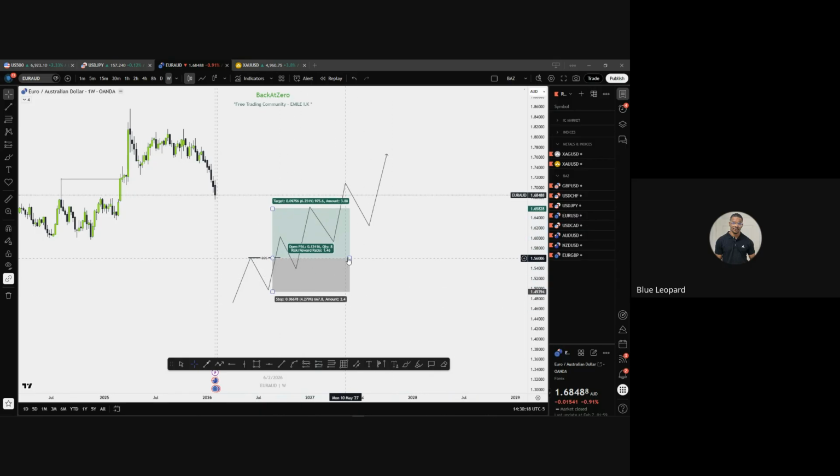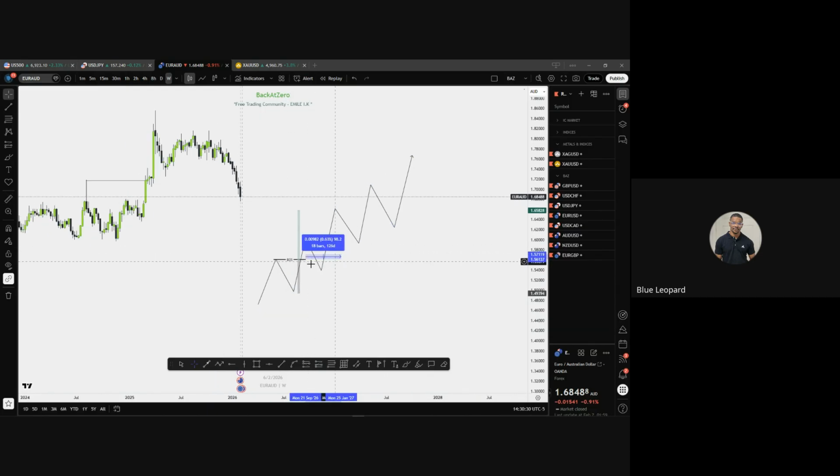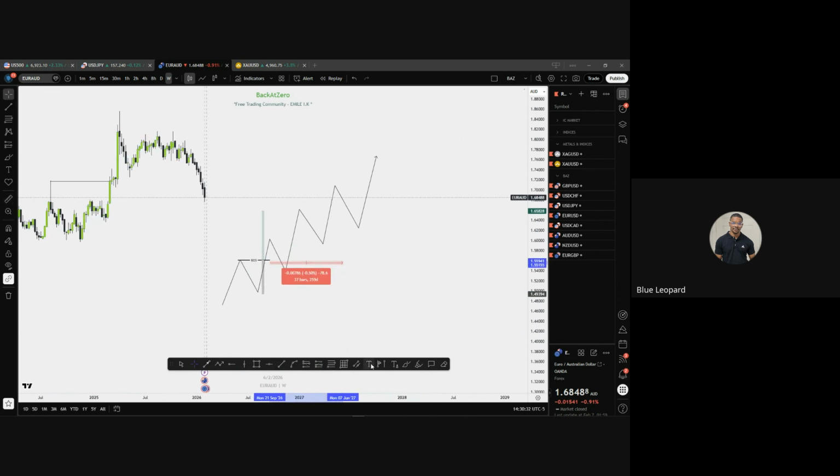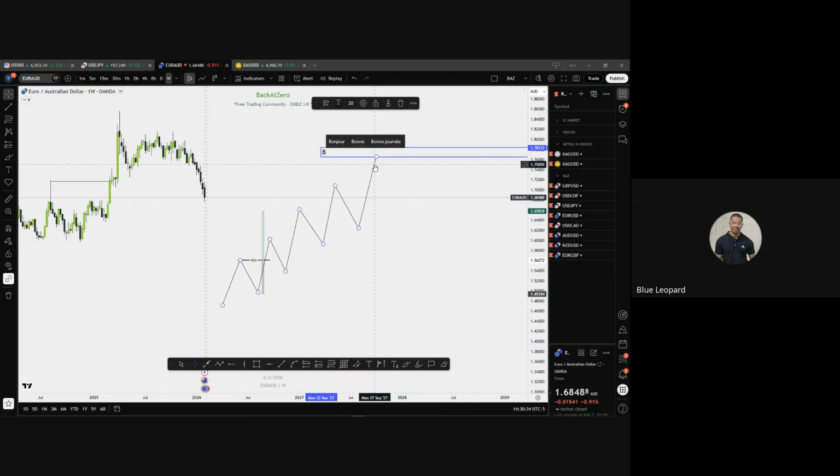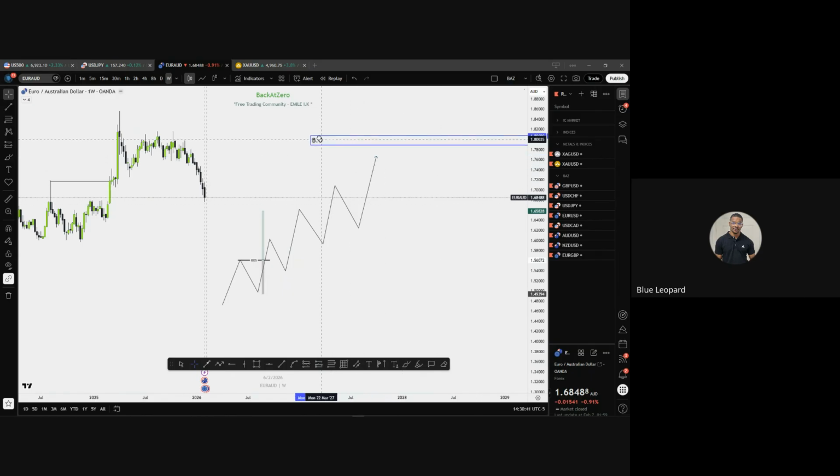Okay, this is the first type. Second type, they wait for price to break, and then they wait for price to come back, and then they enter on the retest, the break and retest traders. So let me write here breakout traders, and from these guys, we have break and retest.